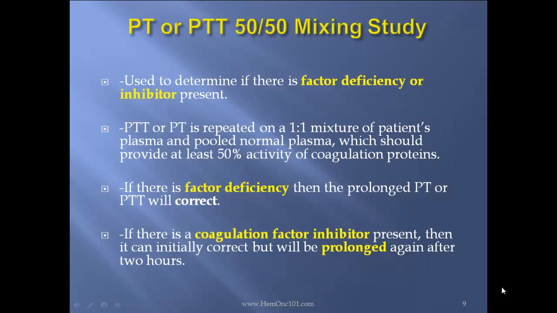PT or PTT 50-50 mixing study is used to determine if there is factor deficiency or inhibitor present. PTT or PT is repeated on a 1-to-1 mixture of a patient's plasma and pooled normal plasma, which should provide at least 50% activity of coagulation proteins. If there's factor deficiency, then the prolonged PT or PTT will correct. If there's a coagulation factor inhibitor present, then it can initially correct but will prolong again after 2 hours.